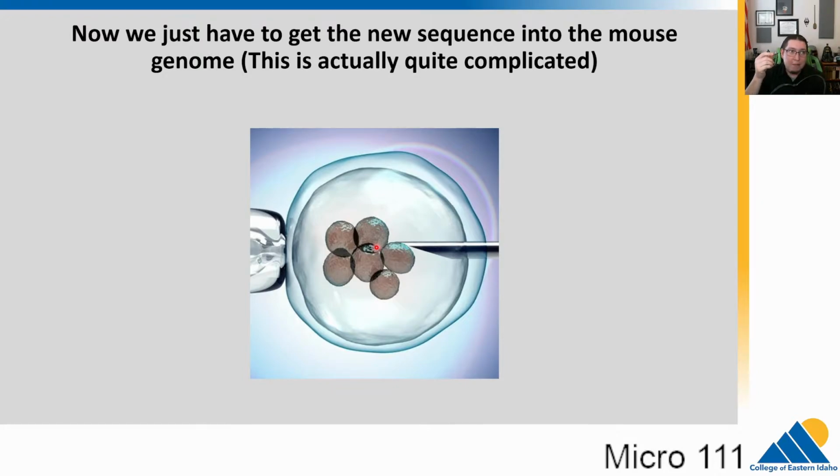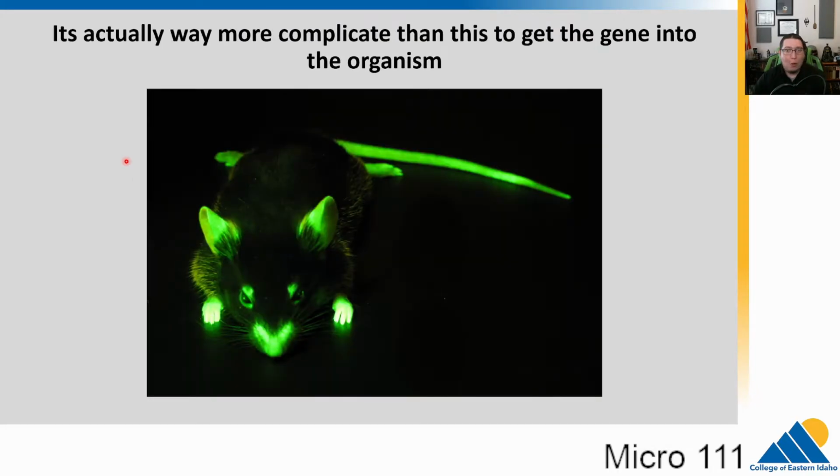We know what to fix to prevent someone from having a genetic disease. We don't know how to get it in there very well, though. So we're going to assume that this works. We've injected our sequence and it goes into the mouse genome. And then we have a glow-in-the-dark mouse.